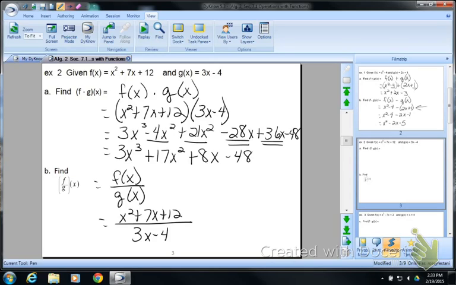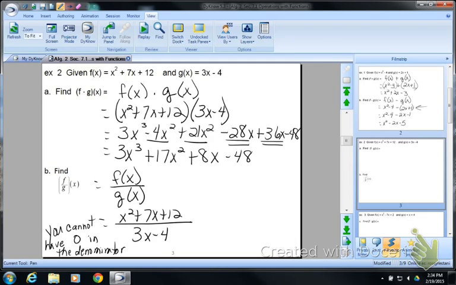What can you not have in the denominator and you get an undefined? If you put it in the calculator, 0. You cannot have 0 in the denominator. Remember? You cannot have 0 in the denominator. If you ever get 0 in the denominator, that is undefined.